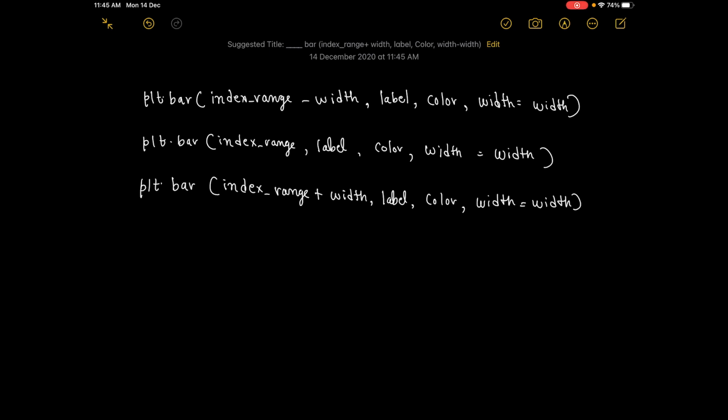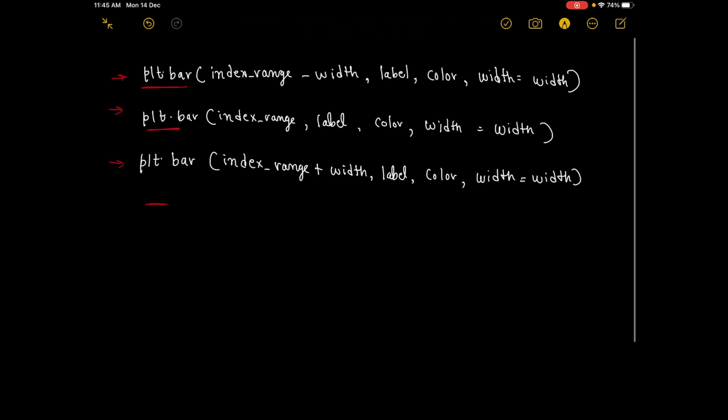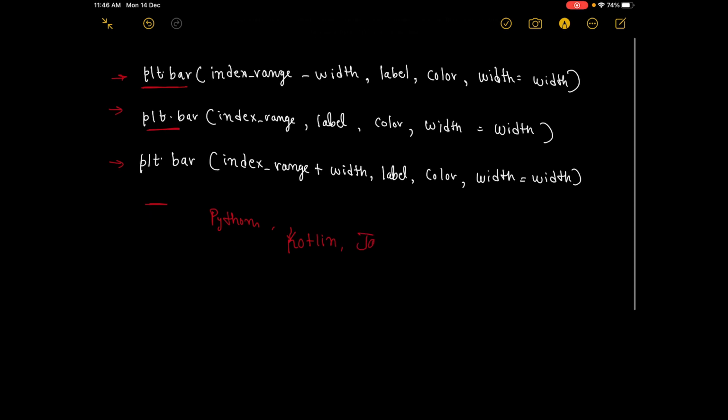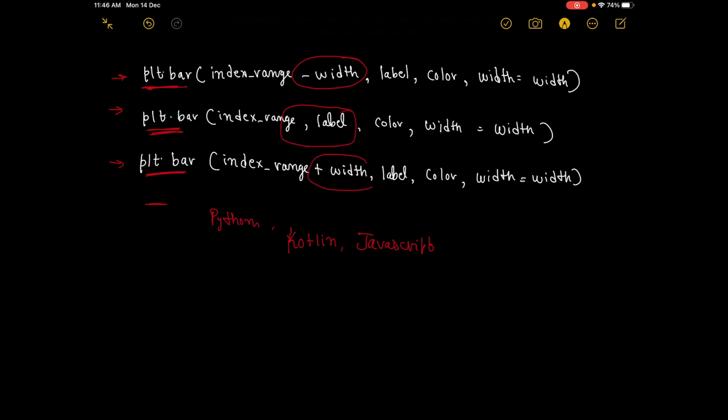So the only change made to the program was in these three lines, where we were plotting the three bar plots having three different values. First one was for Python, the second was for Kotlin, and the last one was for JavaScript. So for the three values, we are using the plt dot bar, which stands for bar plot, and inside the first index range, we are subtracting the width. The middle one is the same, and the last one we are adding the width.